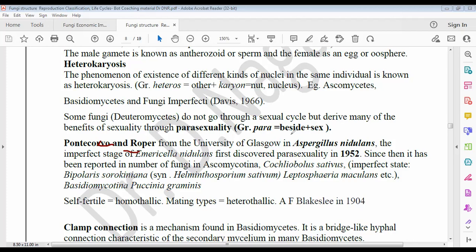You know, other questions are also raised: what is the perfect stage of Aspergillus? This question has been raised so many times in competitive exams. Perfect stage of Aspergillus. Perfect stage means?